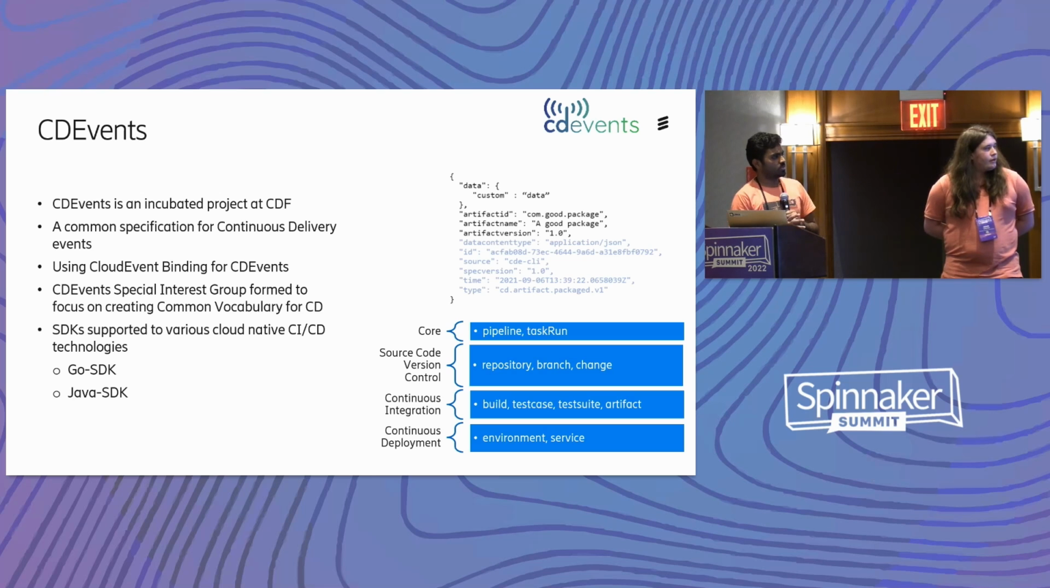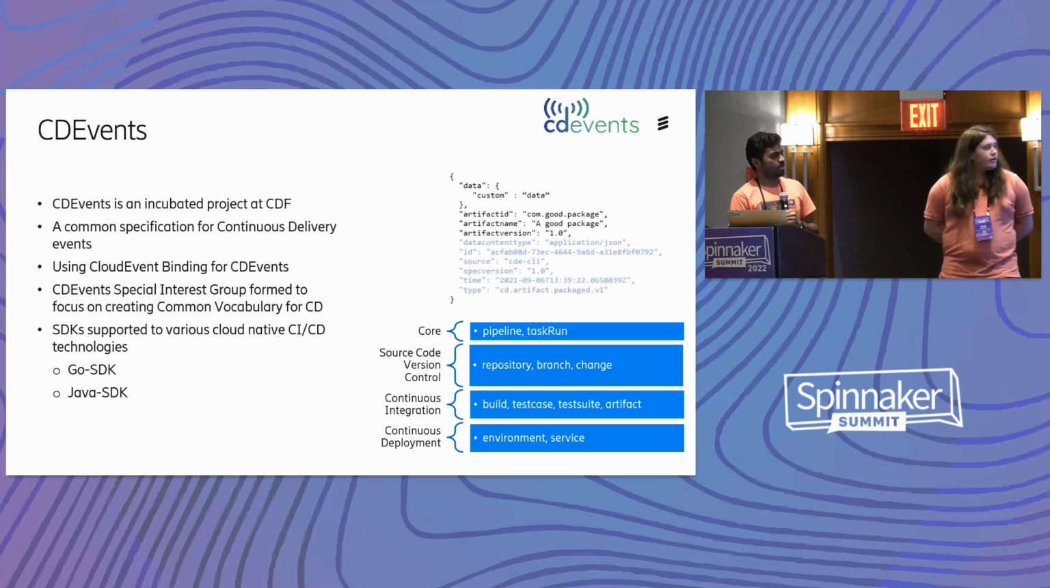So we can see the core, source code, version control, and continuous integration and deployment. Each specification has different event types. The example shown above is one of the types of artifact, and that comes under the continuous integration specification.